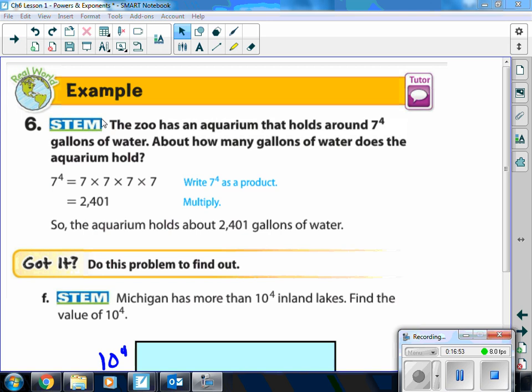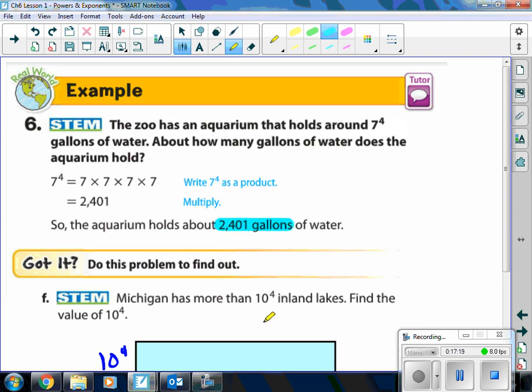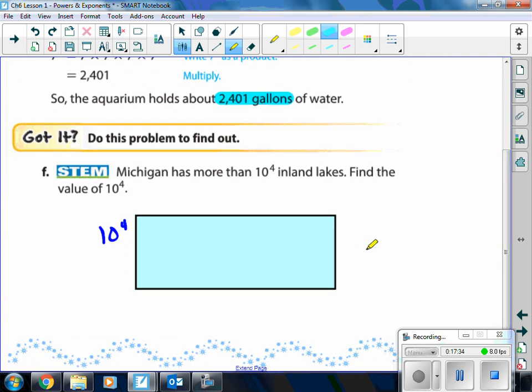Simple. All right, so for example 6, it says, the zoo has an aquarium that holds 7 to the 4th gallons of water. About how many gallons of water does the aquarium hold? So here, this is 7 to the 4th, which is 7 times 7 times 7 times 7. And then when you multiply that out, it's 2,401. So the aquarium holds 2,401 gallons of water. Okay? Don't forget, when you have a word problem, you must label your answer. Is everybody clear? So let's take a look at got it F.